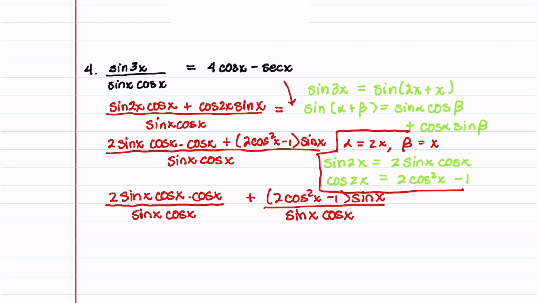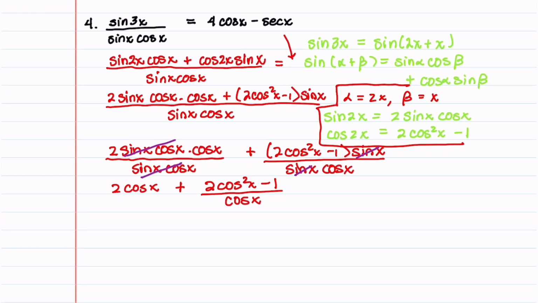Now what we can do is start canceling terms out. So our sine x cosine x on our first term, those cancel. And then on our second term, our sine x cancels. This gives us 2 cosine x plus 2 cosine squared x minus 1, all divided by cosine x.